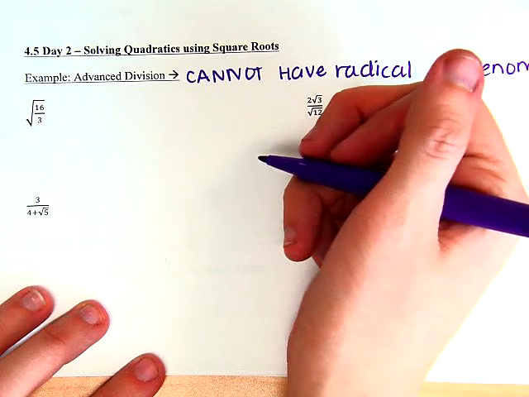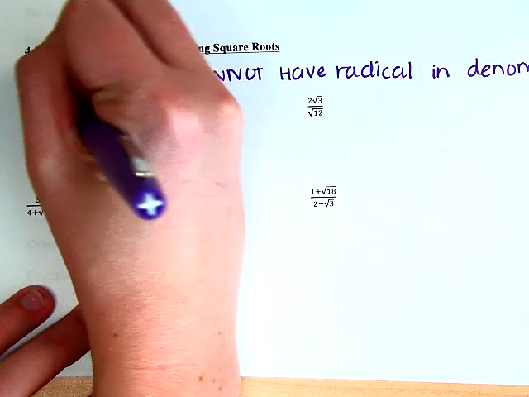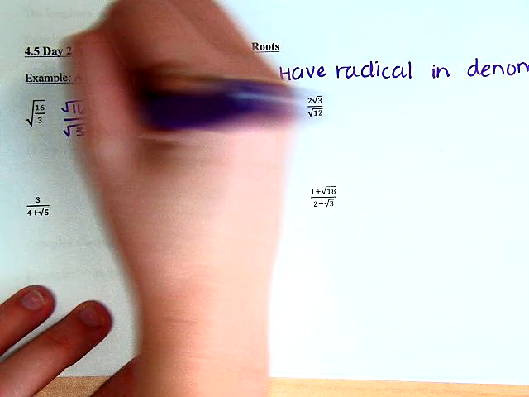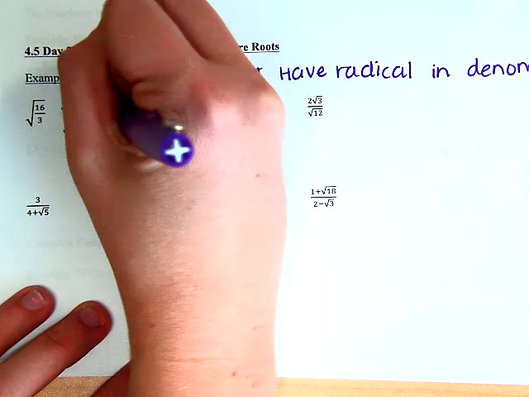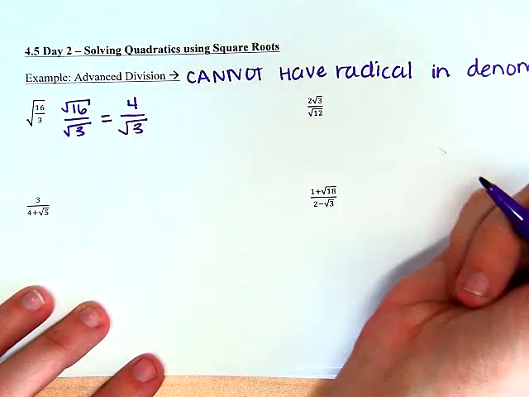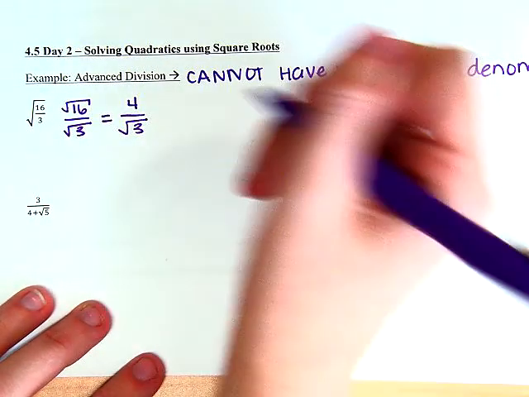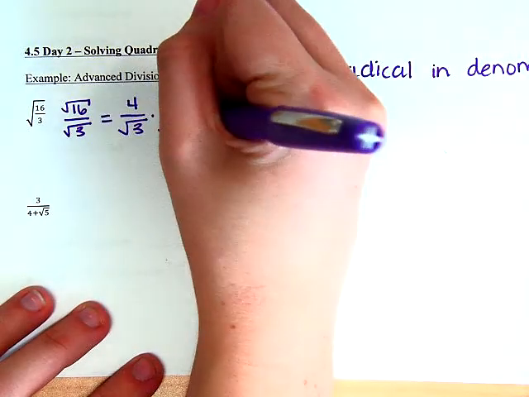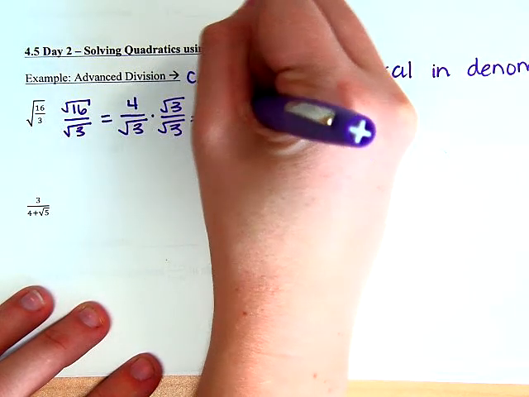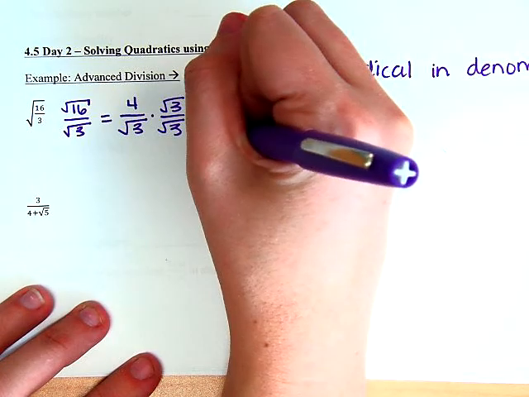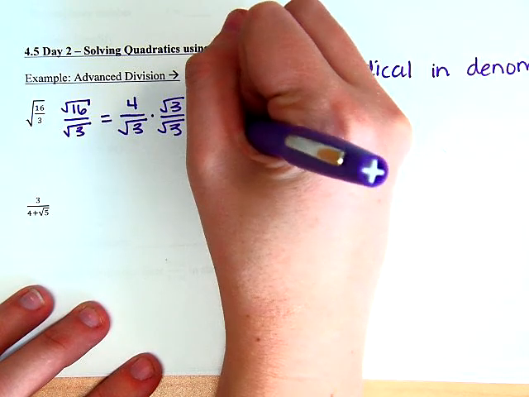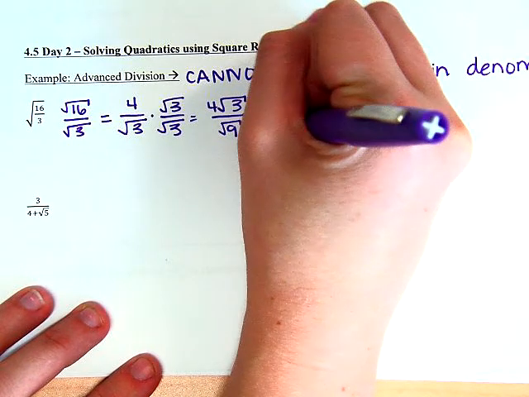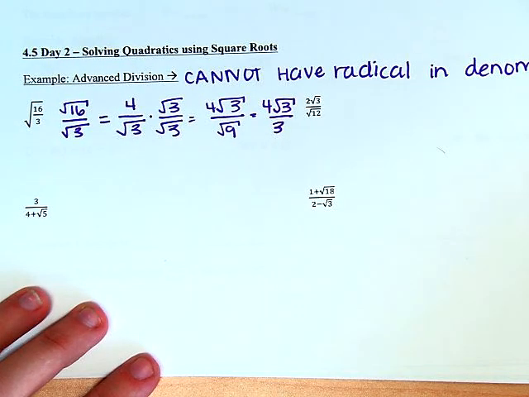So if you look at the first example, we got the square root of 16 over the square root of 3. When I solve that, I got 4 over square root of 3. And then I don't like square roots at the bottom, so to rationalize that, I multiply by that square root. So I got 4 square root of 3 over square root of 3 times square root of 3 is square root of 9. So we got 4 square root of 3 over 3. Just simplifies down to that.